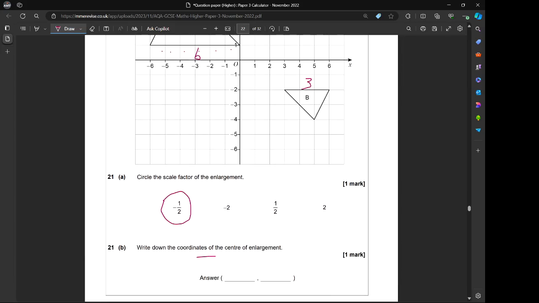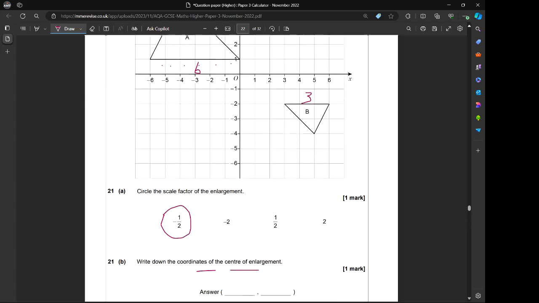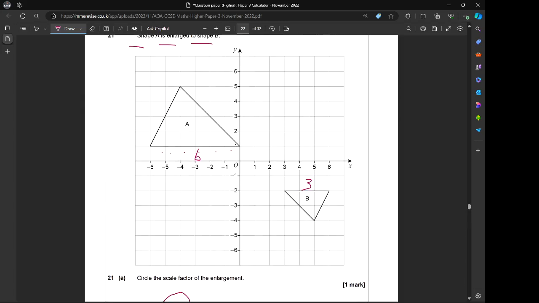Write down the coordinates of the center of enlargement. So we get our ruler, guys, and we join up here all the points. So this goes with this, all the way through. These and these join. Again, it's like a rough sketch here. And then this point and this point are going to join.